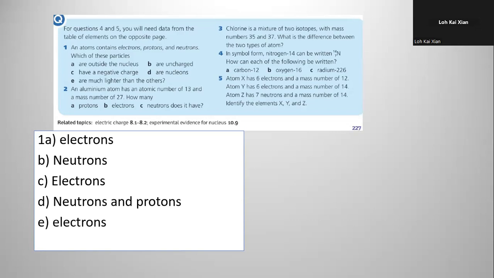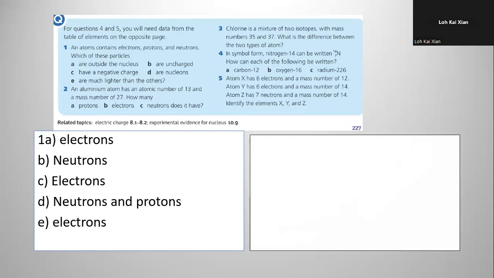An aluminum atom has an atomic number of 13 and a mass number of 27. How many protons are there? 13, and then neutrons is 14. How many neutrons? 14 neutrons. How many electrons and protons? 13. Okay, good. That's all.